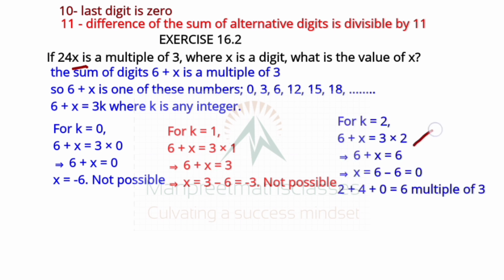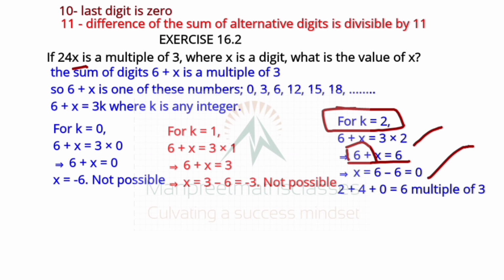Put k is equals to 2. So 6 plus x is equals to 6. Now when we transfer this 6, it will go in negative. So x is equals to 6 minus 6, 0. So 0 is a multiple of 3. So one number, that is k is equals to 2, is satisfying the condition.